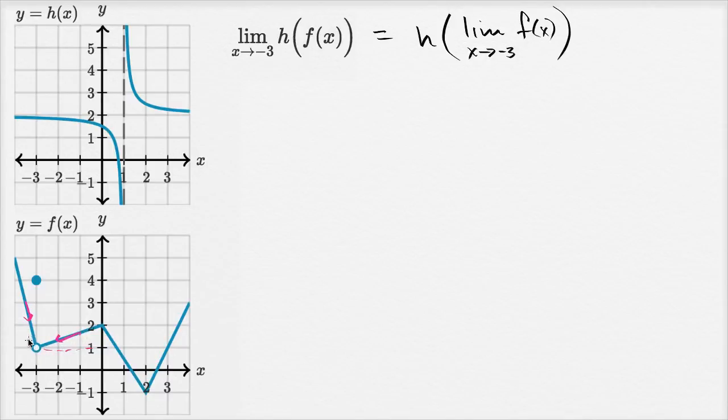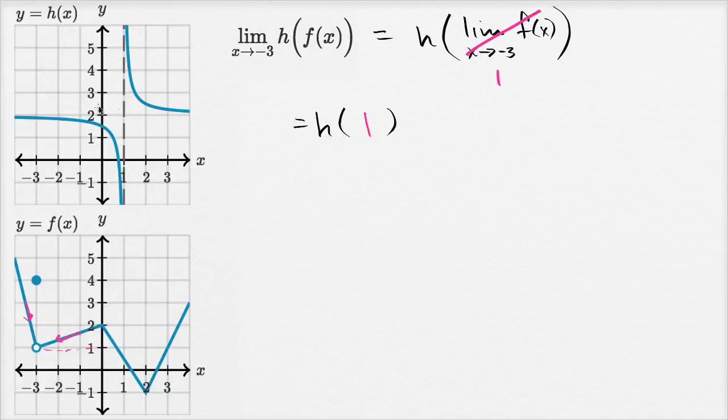If I were to take from the left-hand side -3.1, -3.01, -3.001, and evaluate the function there, so f of -3.1, f of -3.01, f of -3.0001, we're getting closer and closer to 1. And same thing on the right-hand side. So this thing looks like it's 1. So now we just have to evaluate, and I'll rewrite it. So this is the same thing as h of 1. h of 1, so we just have to evaluate this.